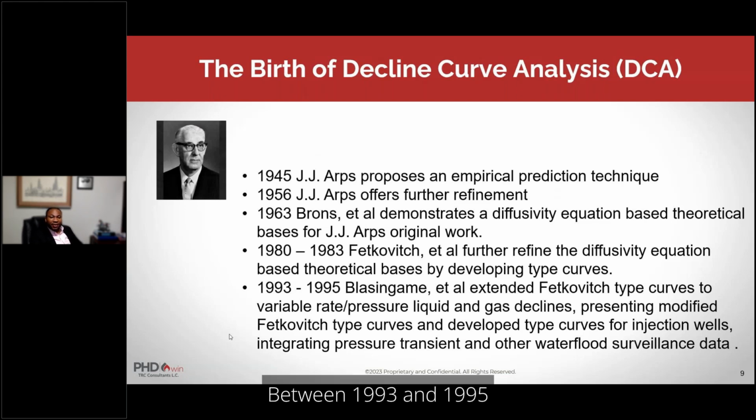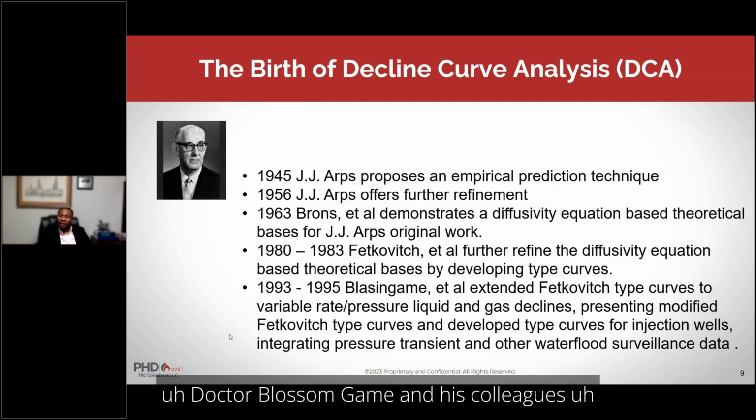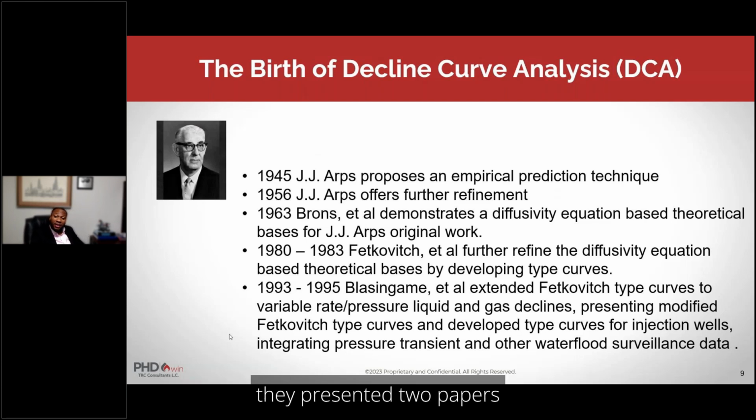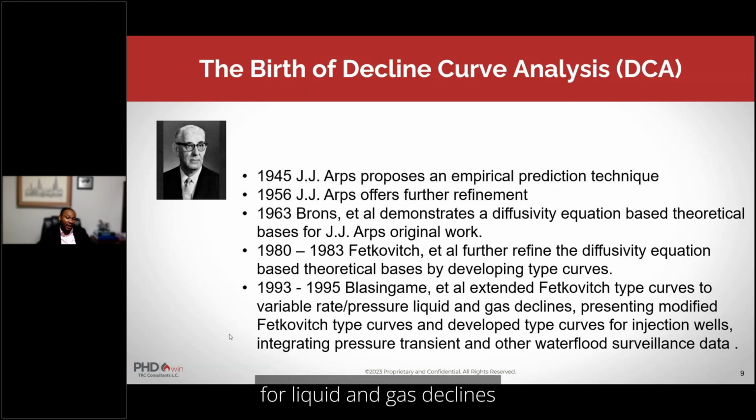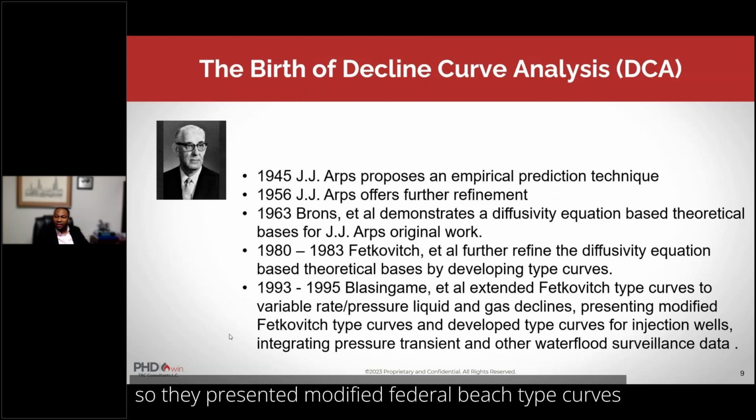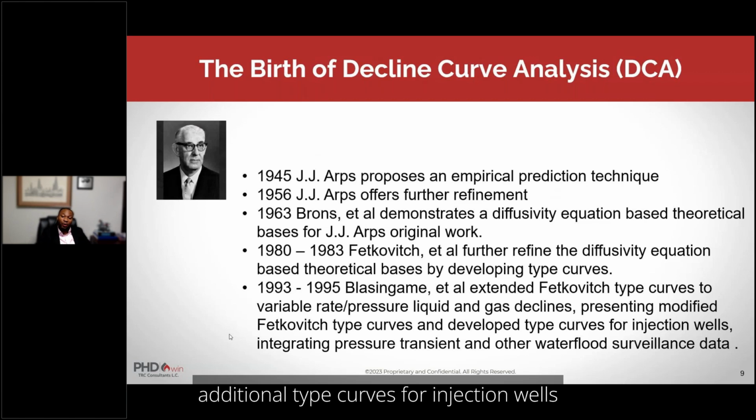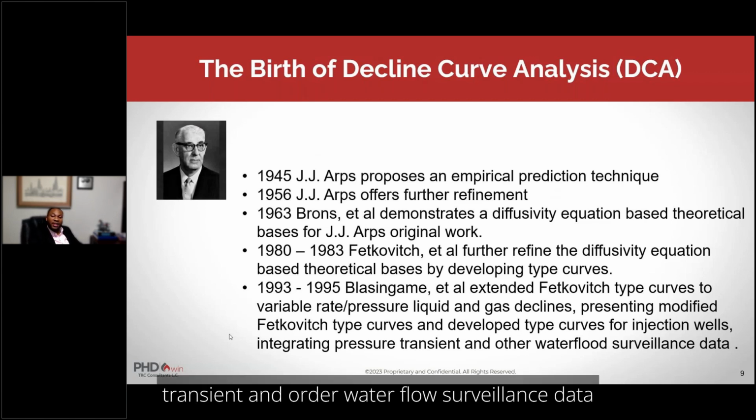Between 1993 and 1995, Dr. Blasingame and his colleagues presented two papers that talked about extended Fetkovich type curves, extending that to variable rate and pressure for liquid and gas declines. So they presented modified Fetkovich type curves and developed additional type curves for injection wells, where they integrated pressure transient and other waterflood surveillance data.